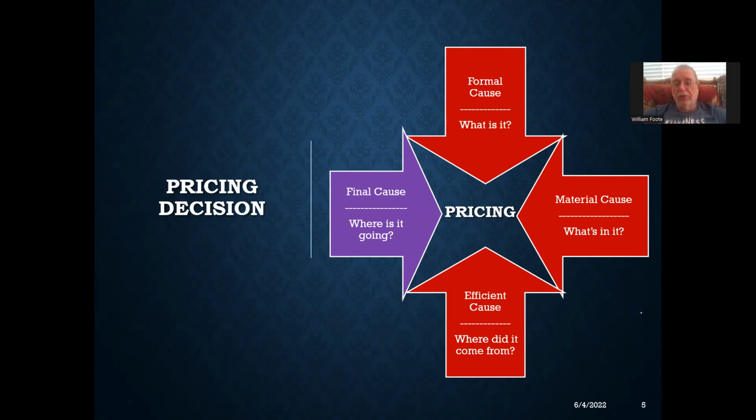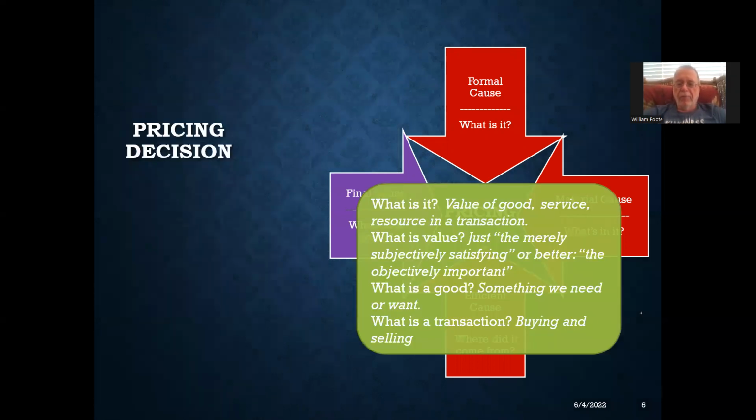We're always going to start with different causes and the key questions. For example, the first one, the formal cause, what is pricing? And here we get the definitions. I'm very high level at this point, just thinking it through. What is the value of a good, service, or resource in a transaction? What's the transaction? What's value? What's a good? These are questions you need to ask about anything you're doing around pricing.